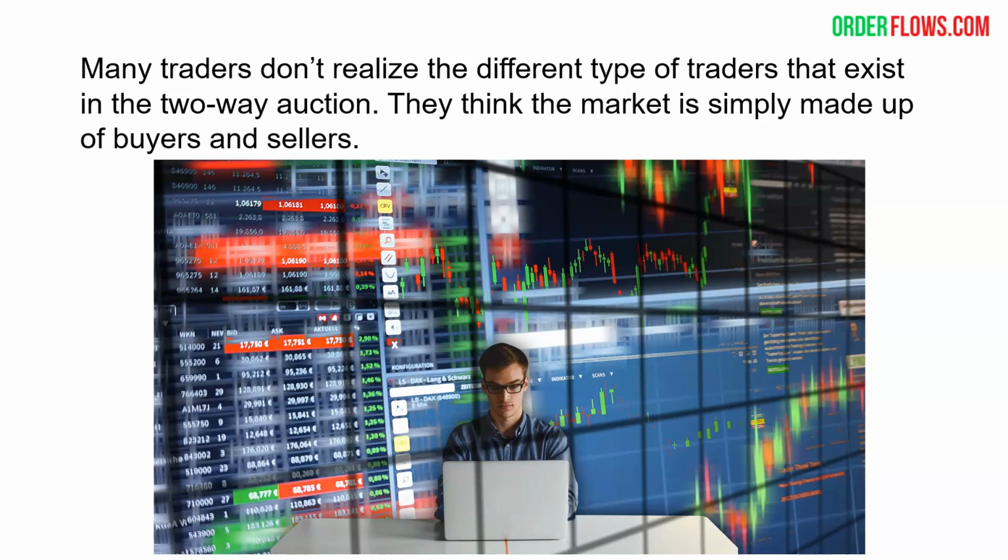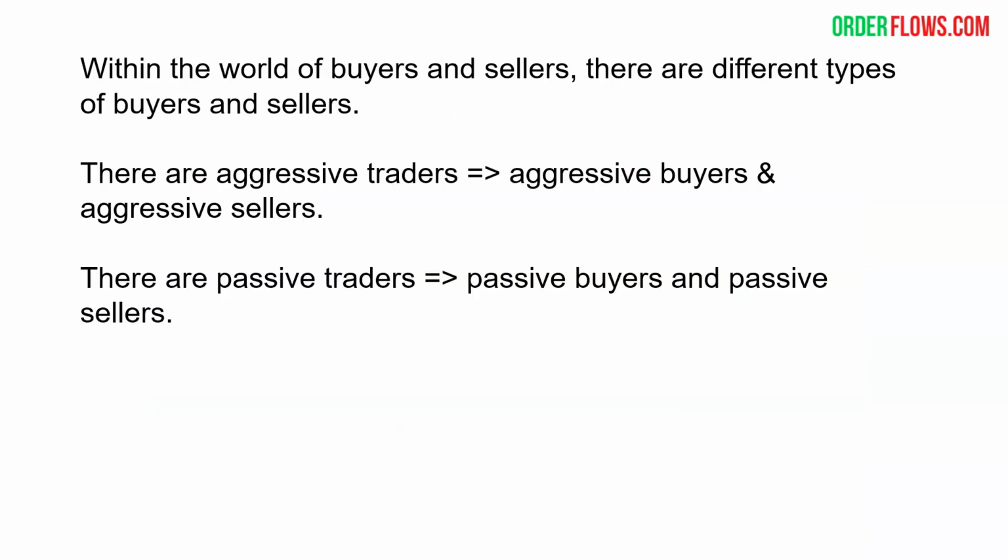Now, many traders don't realize that there are different types of traders that exist in the two-way auction. Oftentimes they think that the market is simply made up of buyers and sellers, and while there are buyers and sellers in the market, it's just not as simple as it seems on the surface. And let me explain. Within the world of buyers and sellers, there are different types of buyers and sellers. There are aggressive traders, which are the aggressive buyers and the aggressive sellers. There are passive traders, which are the passive buyers and passive sellers.